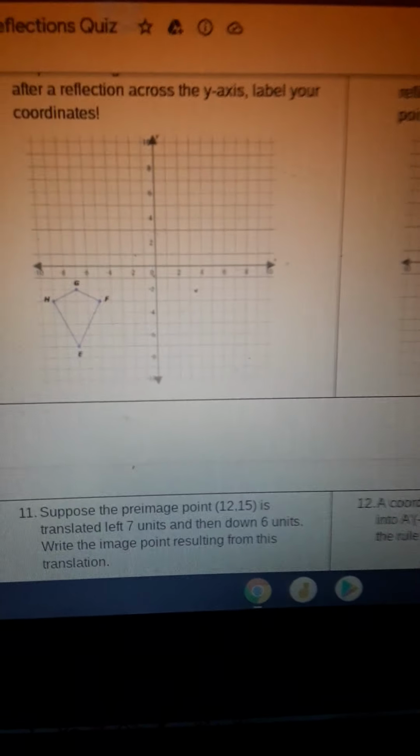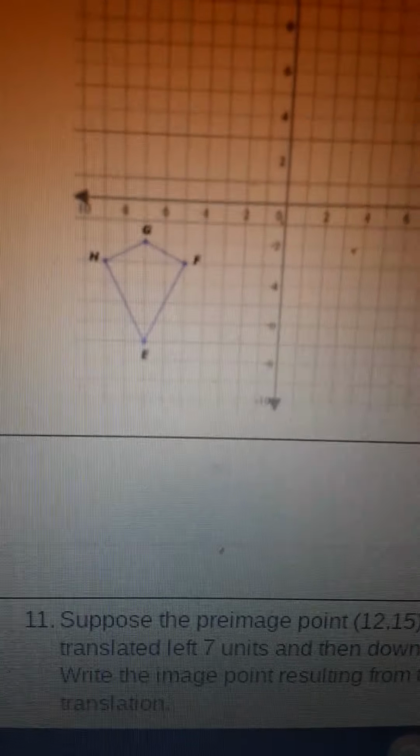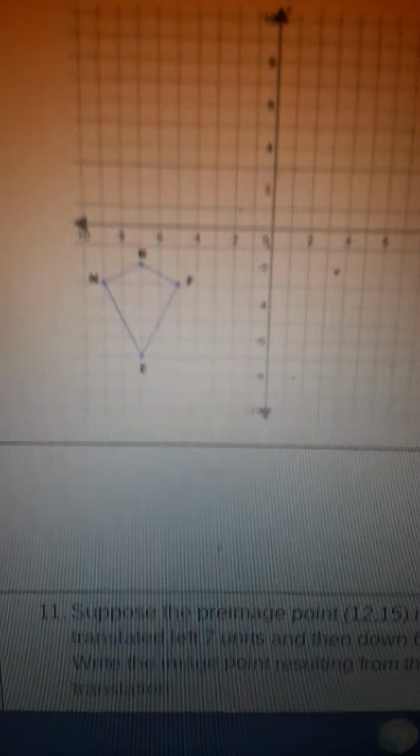Number 9. Graph the image DEFG of the reflection across the y-axis. Again, you get the coordinates of these points, keep the y and change the x, and this is what you'll get. G prime 7, -2, H prime 9, -3, F prime 5, -3, E prime 7, -7. I'm not going to go ahead and do it here because it takes way too much time.